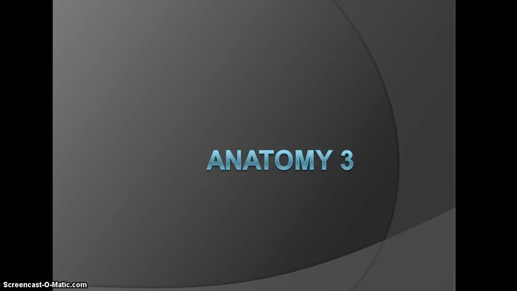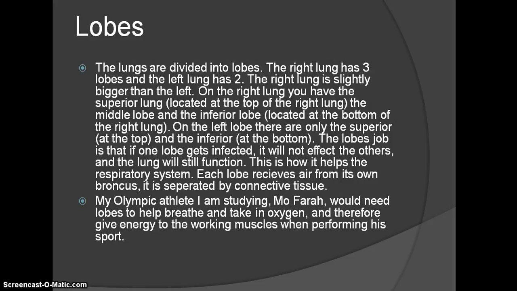In this video we'll be looking at the cardiovascular system and the respiratory system. Firstly we'll look at lobes. The lungs are divided into lobes. The right lung has 3 lobes and the left lung has 2. The right lung is slightly bigger than the left.